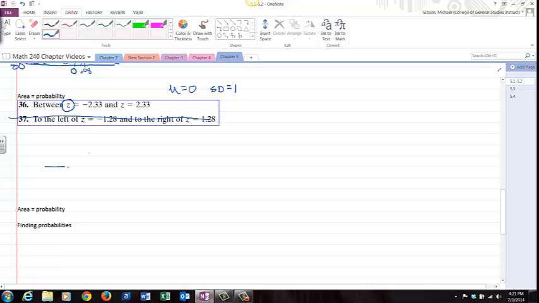So if we draw our picture, there's our bell curve. 0 is the mean. So minus 2.33 would be somewhere down here. 2.33 would be in here. Now they're asking us for the area between those, so that's like that. But again, remember that's the same thing as the probability of being between those, right?